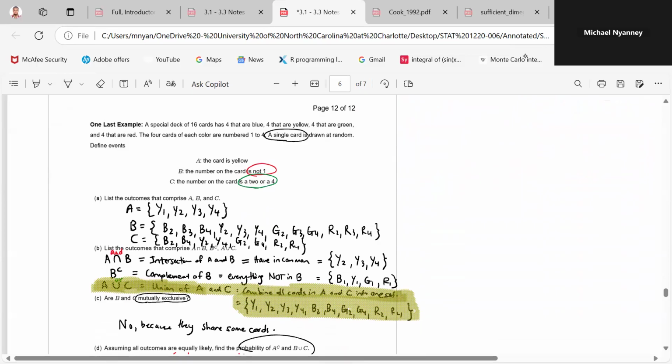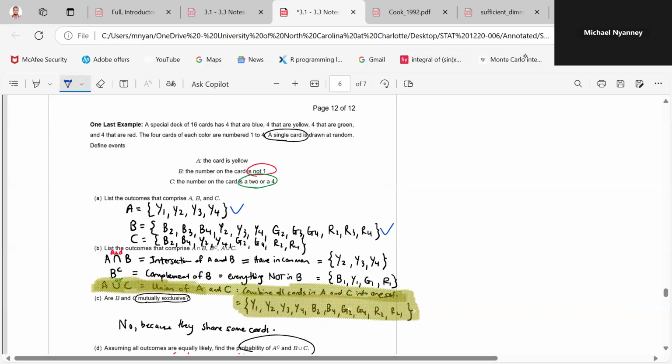We define the event A to be the yellow car. Note that we have 4 yellow cars, and we've numbered them 1 to 4. Since we don't know the actual values in it, we make A equal to Y1, Y2, Y3, and Y4. So we have to list the outcomes that comprise A, B, C. Since A is the yellow car, A is equal to Y1 up to Y4. Then B, the number on the car is not 1. So we pick all the 16 cars and we eliminate all the ones. So we have B to be this.